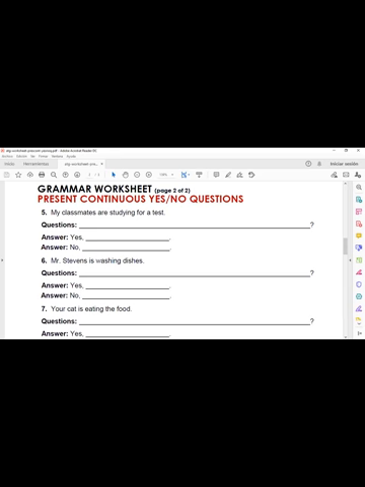Le vamos a pedir a maybe Francisco. No sé si Francisco, creo que Francisco no había participado. Can you hear us, Francisco? ¿Nos puede escuchar? Yes, teacher. Okay, would you like to read one that you elaborated in your group? Number five. Okay. Are my classmates studying for a test? Okay, that's the question, right? Yes, they are or no, they are not.